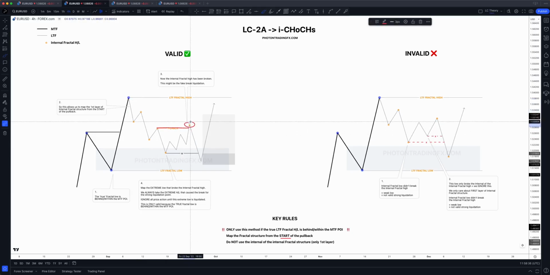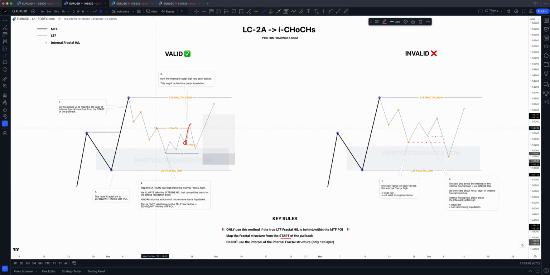The moment that breaks, you find the extreme low, which is here, okay? You ignore the true internal fractal low at that point. You're looking for the extreme liquidation point. You ignore everything that happened. If price comes down like this, I'm going to draw it, hang on, okay? And breaks this low, that is actually a bearish internal change of character because that's the first layer of internal structure still, because this is the low that broke that high. It's the nearest internal low.